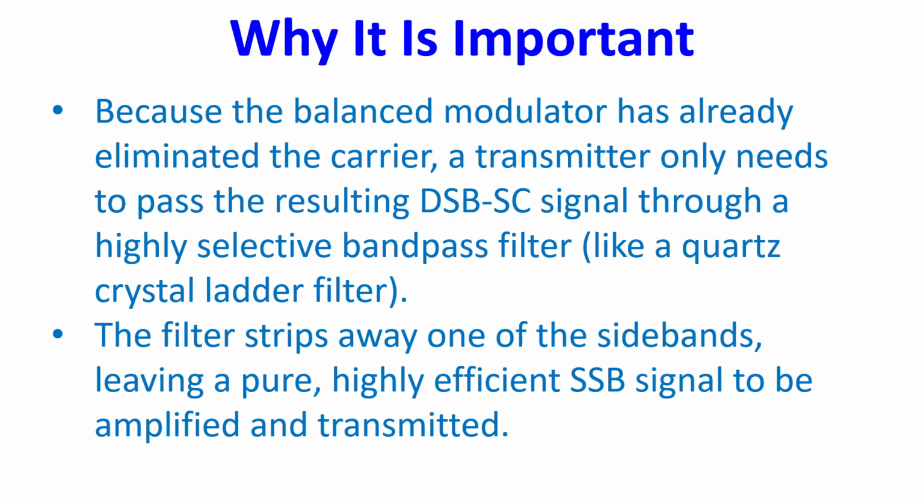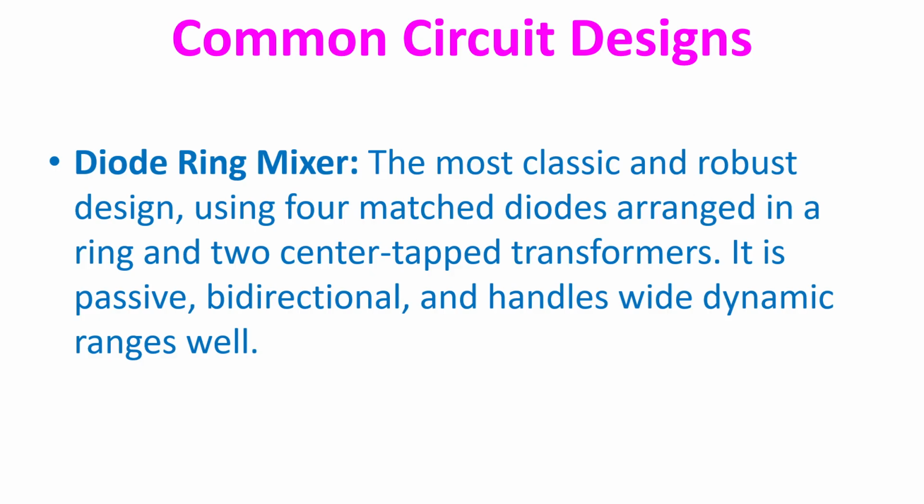Because the balanced modulator has already eliminated the carrier, a transmitter only needs to pass the resulting double sideband suppressed carrier signal through a highly selective band pass filter like a quartz crystal ladder filter. The filter strips away one of the sidebands, leaving a pure, highly efficient single sideband signal to be amplified and transmitted.